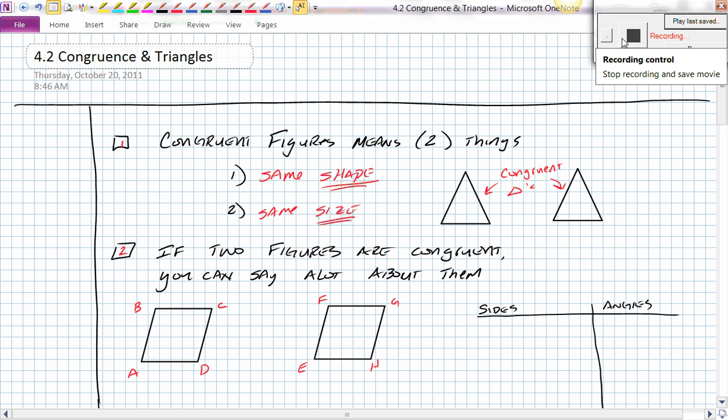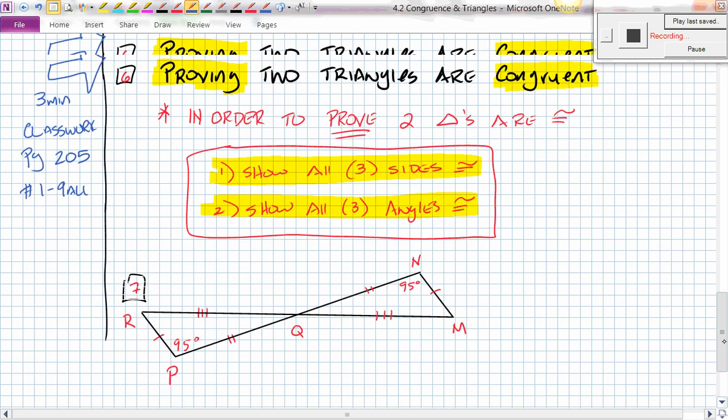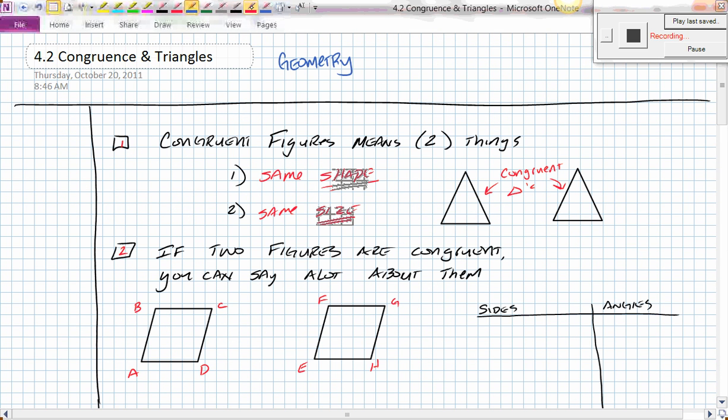Okay, so this is for geometry, section 4.2, congruent triangles. All right, geometry up here. And there are actually 7 boxes in this lesson, so quite a bit, but I'll try and get you through it.